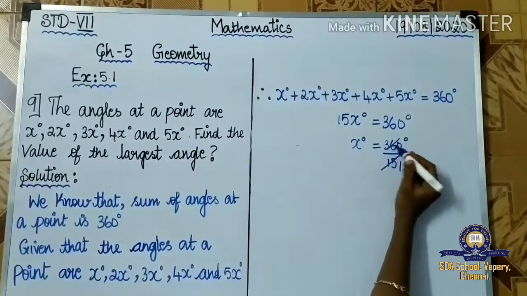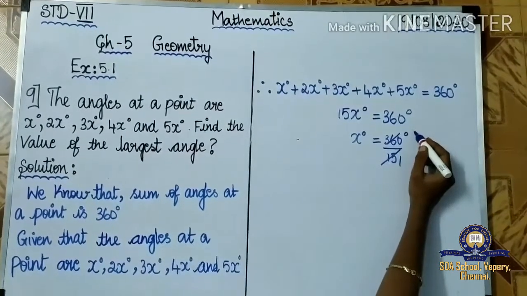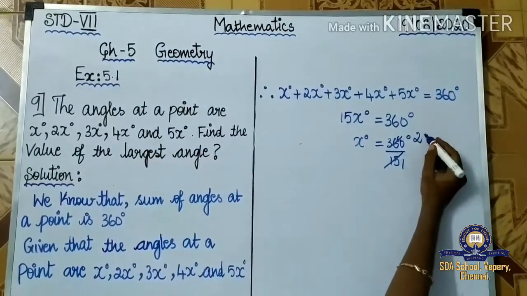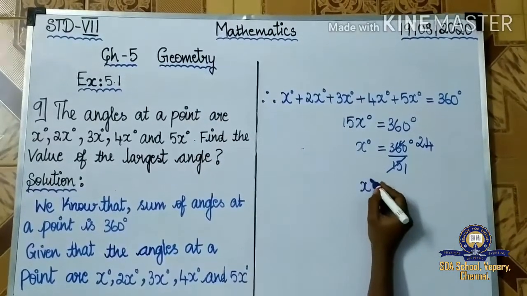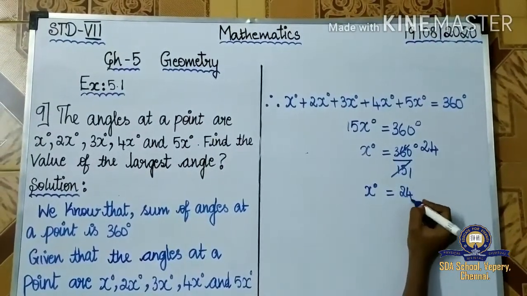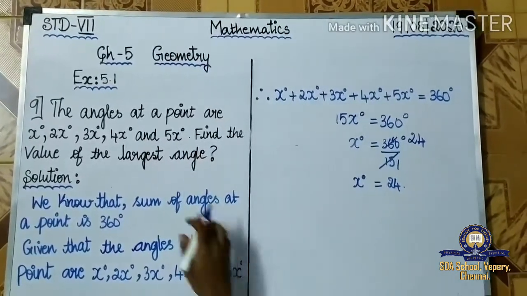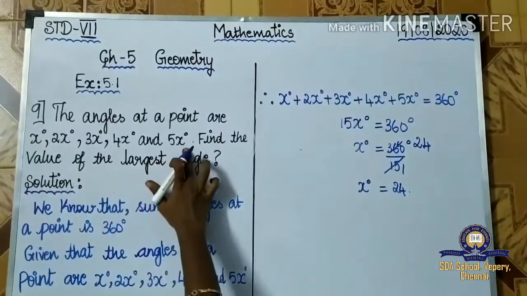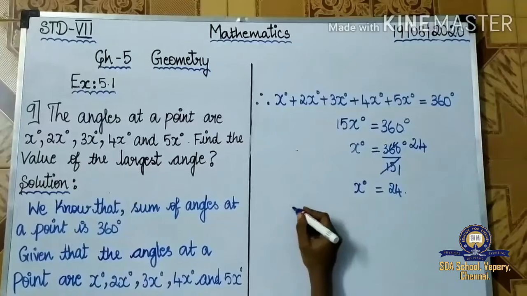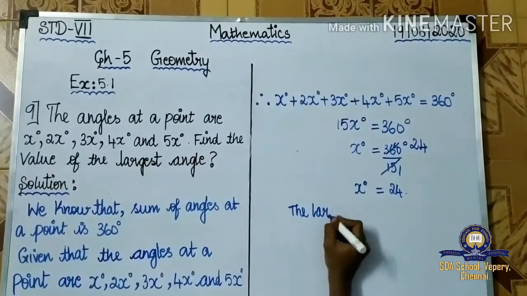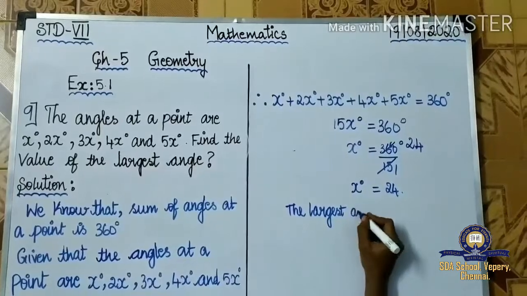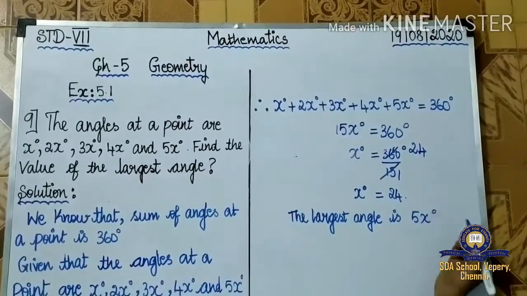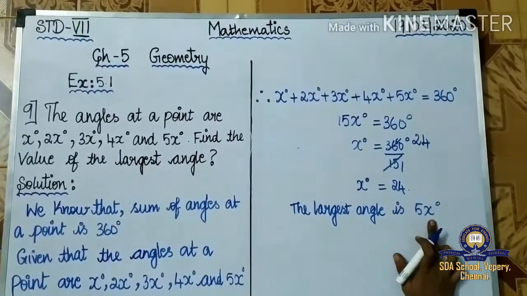15 ones are 15. Here 15 twos are 30, right? So 2. Balance we have 6. So 15 fours are 60. So 24. Therefore x degree equals 24. See here, find the value of the largest angle. See in this point, the largest angle is 5x degree. Very good. The largest angle is 5x degree.